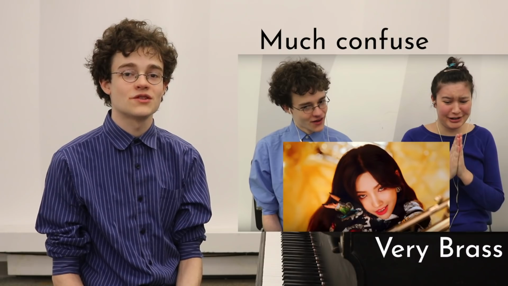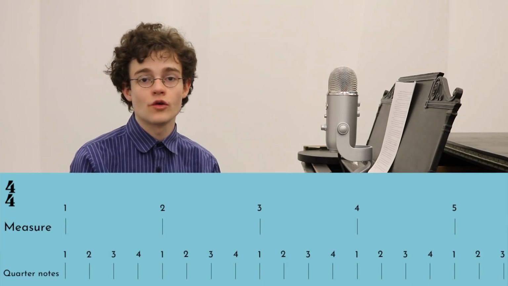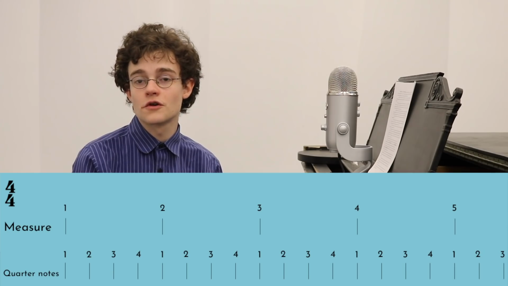So if you're like me, the first few times you listened to Soyeon's rap in Senorita, you might have become confused as to where the beats were. To understand this, let's take a look at meter. Most pop songs are in 4/4. Each measure has 4 beats, called quarter notes, because they're each a quarter of a whole note, which is the length of a full 4/4 bar.